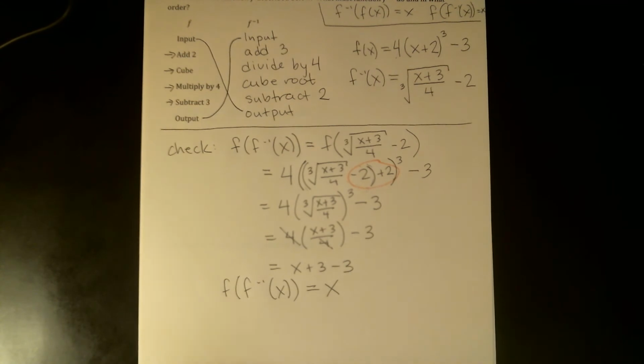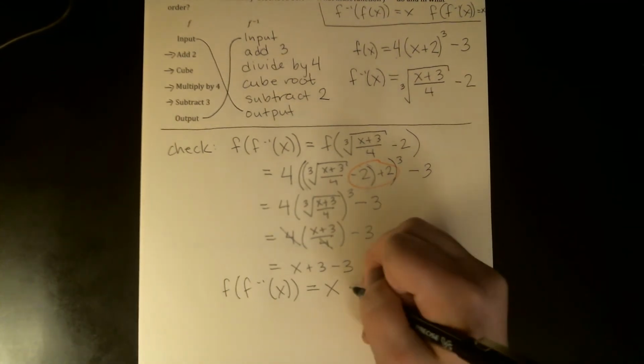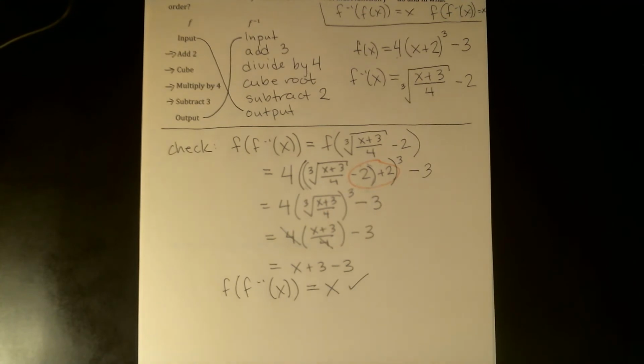This is exactly what I was hoping would happen. So this is a good sign. It looks like I do in fact have inverses. If you'd like just to practice the algebra, you can try checking f inverse of f of x. You should end up with a plain old x again. If you don't, you're making an algebra mistake somewhere along the way.